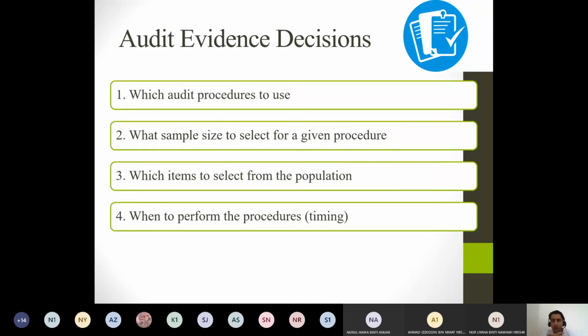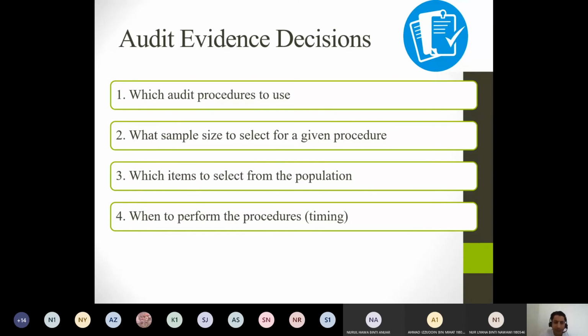So these 4 decisions should be clear and should be decided by the auditor when they collect the evidence. Because if, let's say, we use procedures related to physical examination, that will shape the audit evidence. Now we need to have a physical visit. The auditor should go in person to, let's say, the warehouse. So that will shape the audit evidence.